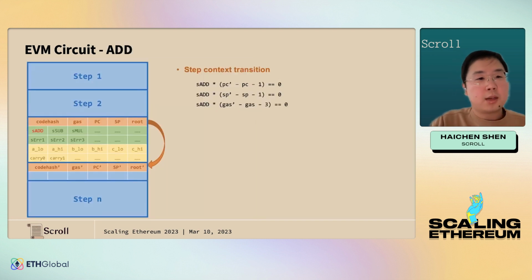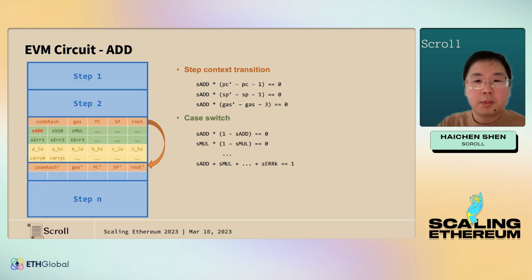So let's take an add opcode as an example to see what happens inside the zkEVM constraints. First of all, you need to constrain that the step context transitions correctly from the previous step. For example, if in the current step I'm executing an add opcode, the program counter of the next step will be increased by 1 from the current step. The stack pointer will shrink by 1, because the add opcode pops two words from the stack and then pushes 1 back onto the stack. And the gas left will be reduced by 3, because the add opcode consumes 3 gas in the EVM. And second, there is the case switch.